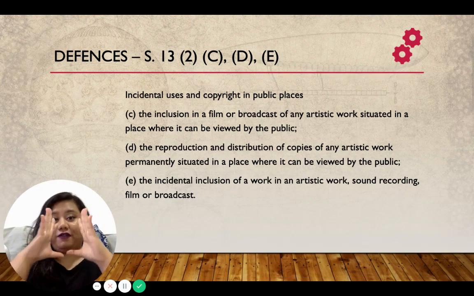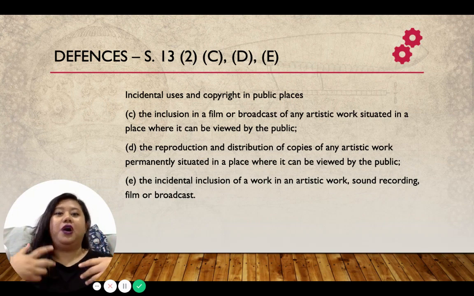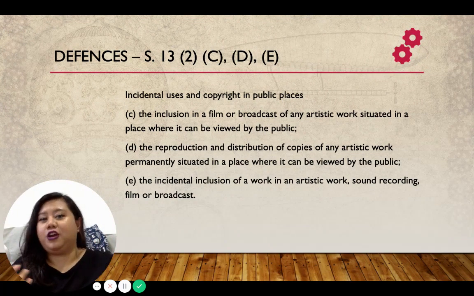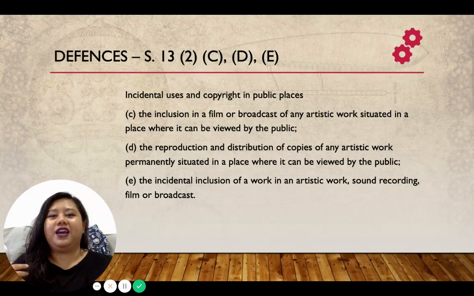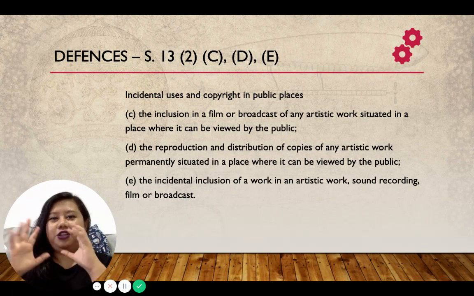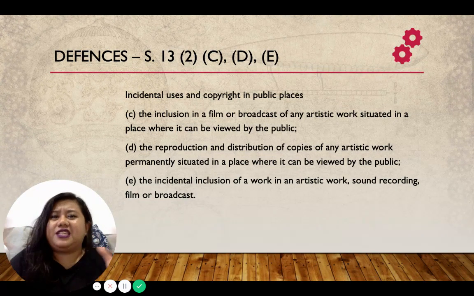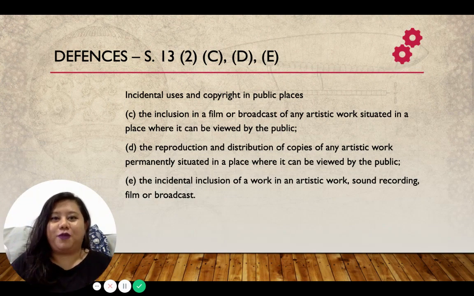For example, you are recording a film or documentary, and you are roaming the streets of Kuala Lumpur. While you're roaming the street, there is a shop playing a song. Then you recorded that song incidentally because it is in your recording. So there is no problem, because it's incidental.